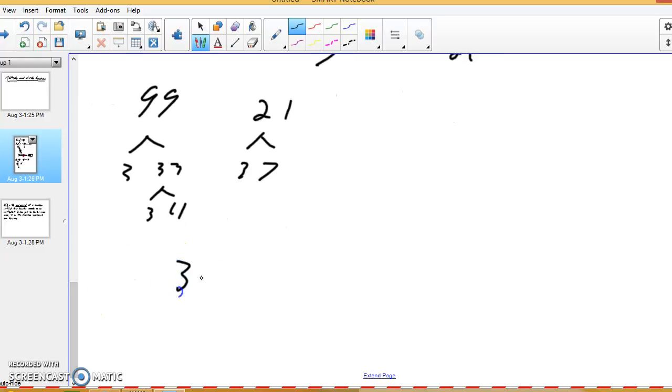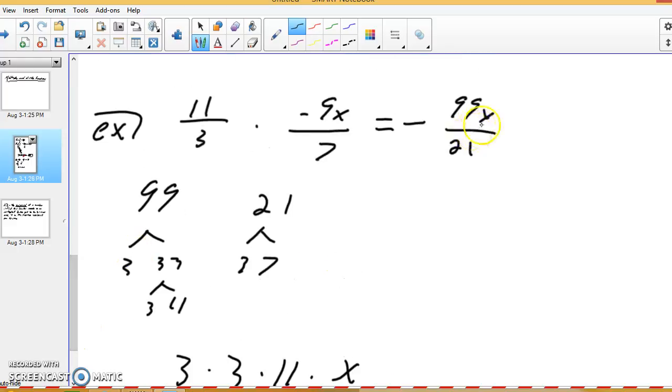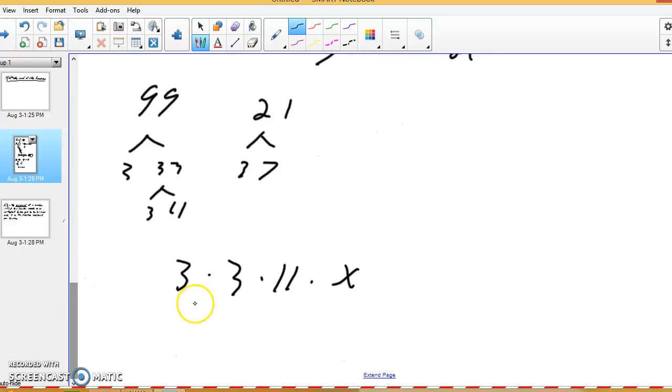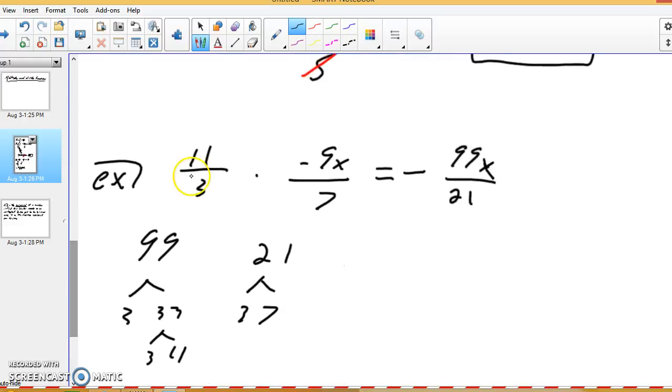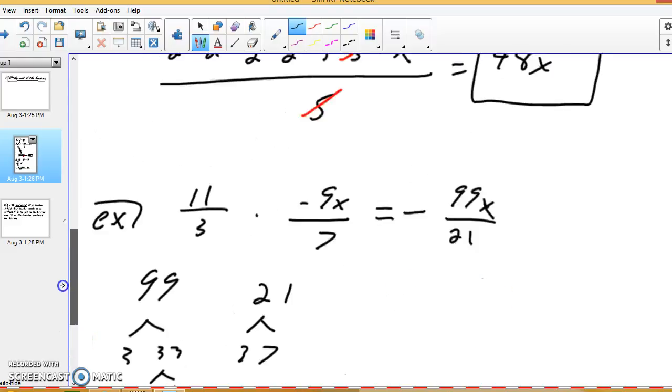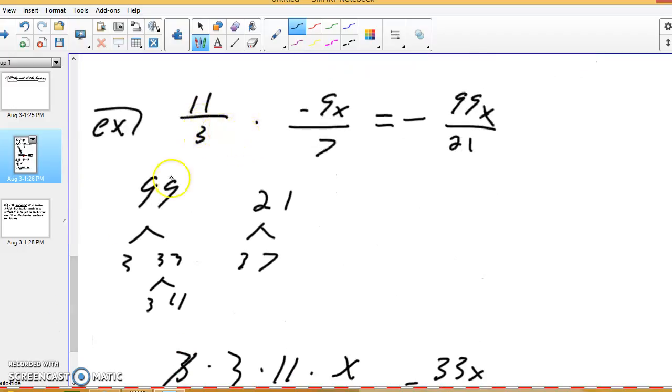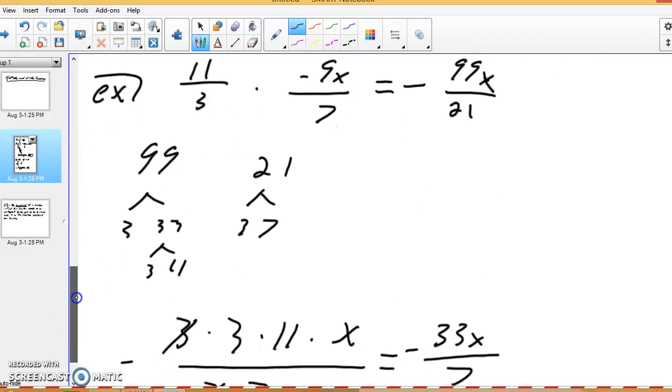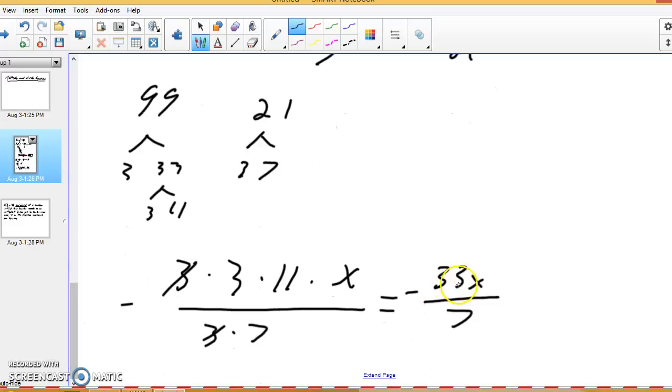So we go 3 times 11 times x, because we can't forget that x up here, all over 3 times 7, and again it is a negative because we determined a positive times a negative is going to give us a negative. Well, we're going to cross out 3, so that is 33x divided by 7. So hopefully you came up with the answer: 11 divided by 3 multiplied by negative 9x divided by 7 is equal to negative 33x over 7.